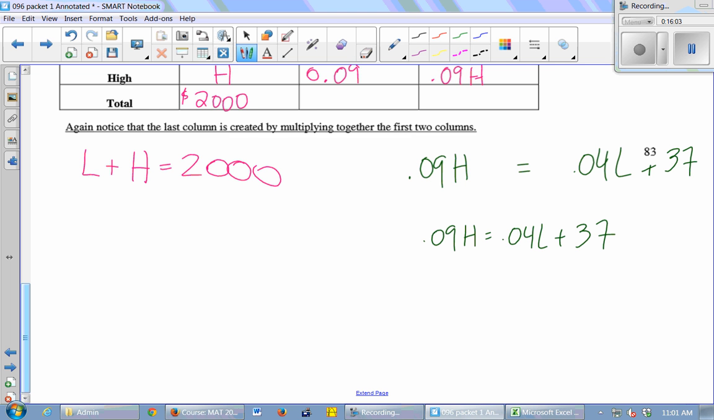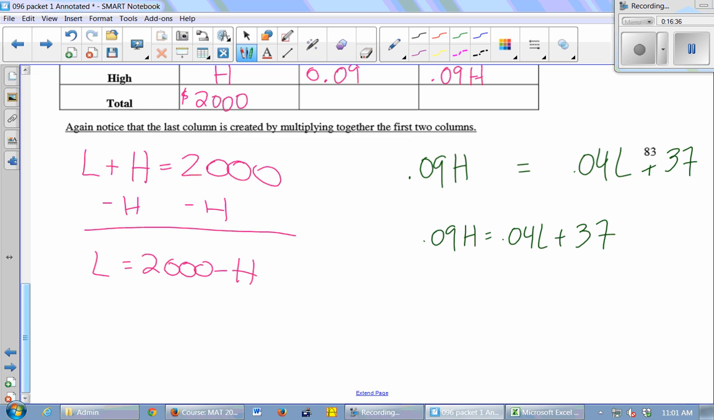So if I was going to do this by substitution, you have to pick an equation and then pick a variable. I'm going to pick this equation because it's the simpler of the two. Pick the simplest equation. Somebody pick a variable, L or H. L. So I'm going to solve this for L. If I want to get L by itself, what do I have to do? Subtract H from both sides. So I'm going to have L is 2000 minus H.